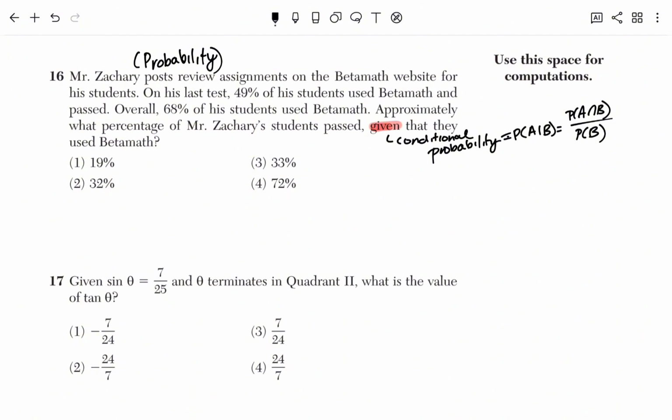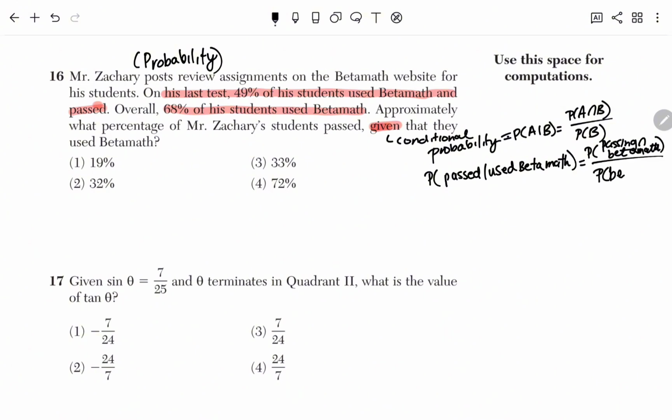Now here it says, on his last test, 49% of his students used beta math and passed. Overall, 68% of his students used beta math. And we're asking, what is the percentage of students who passed, the probability that they passed, given that they used beta math? And so that is going to equal the probability of passing and using beta math over the probability of just using beta math.